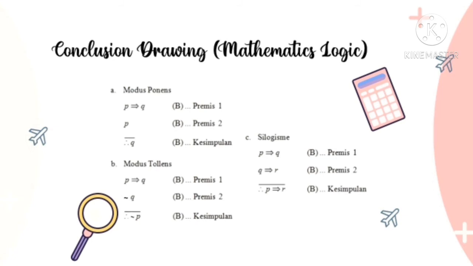Modus ponens: P then Q is premise 1, P is premise 2, and then the conclusion is Q. Next, modus tollens: P then Q is premise 1, negation Q is premise 2, and then the conclusion is negation P. And the last, syllogism: P then Q is premise 1, Q then R is premise 2, and then the conclusion is P then R.